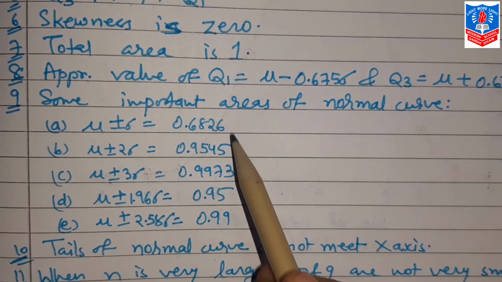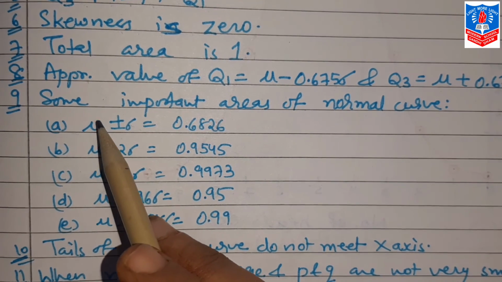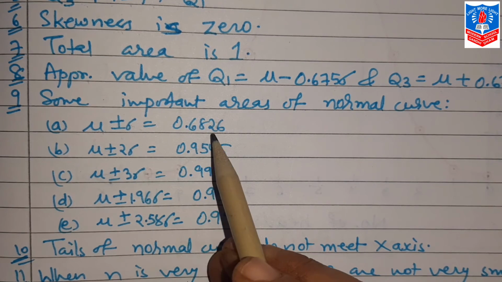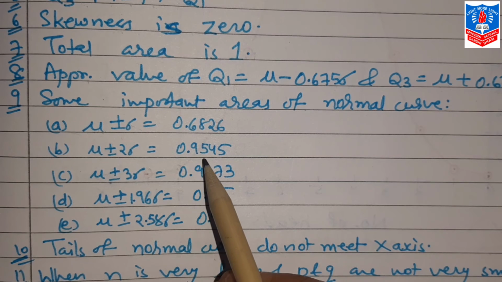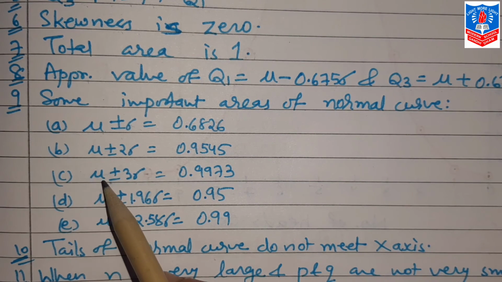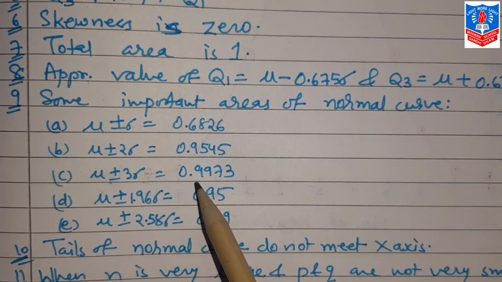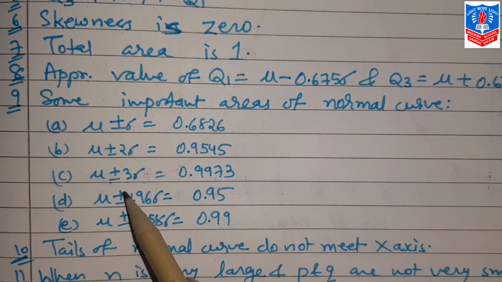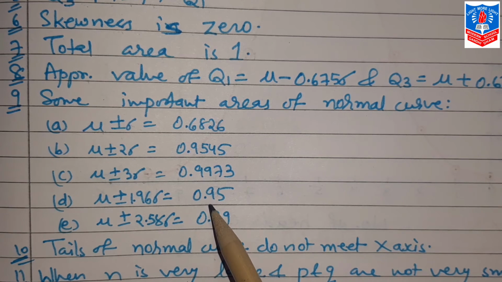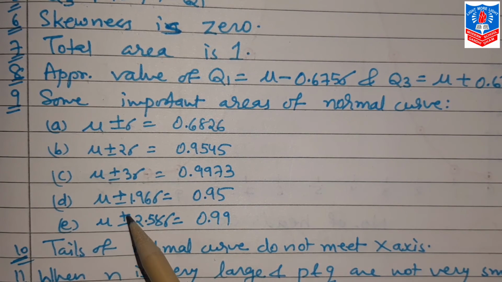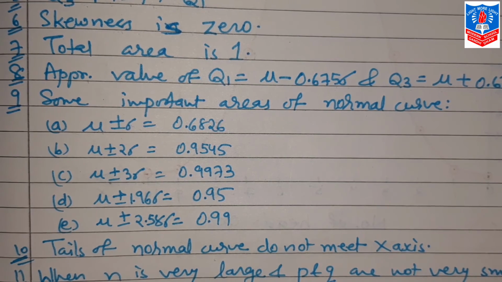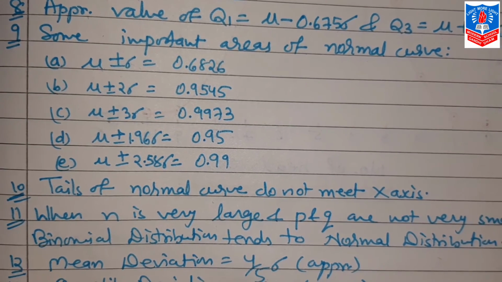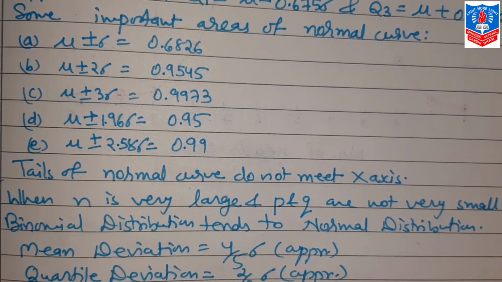Next, the ninth characteristic: some important areas of normal curve. Here the areas are the same, but here mu plus minus rho is 0.6826, mu plus minus 2 rho is 0.9545, mu plus minus 3 rho is 0.9973, mu plus minus 1.96 rho is 0.95, and mu plus minus 2.58 rho is 0.99. No need of cramming these values. You can directly find them with the help of the Z table.